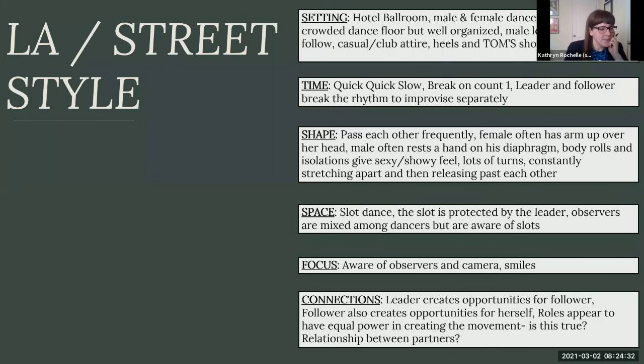So overall, my movement observation, I'm really curious about how the leader is creating lots of opportunities for the follower to improvise and to express the rhythm in her own way. And there's also moments where the follower creates those opportunities for herself. When we watch again, you might catch a moment where she drops his hand, and he's caught a little bit off guard, but she drops his hand so that she can move the way that she wants to. So looking at that, it seems like maybe the leader-follower roles appear to have equal power in creating the movement.